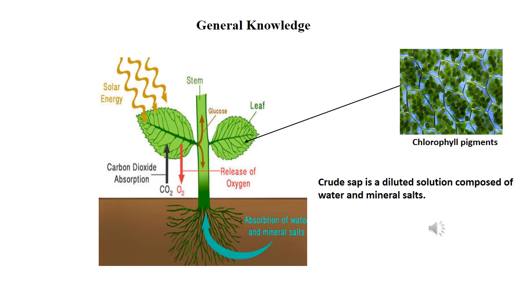Another important idea to be noted here is that when water and mineral salts are absorbed, the crude sap is formed inside the plant. This solution is then transported in an ascending manner to reach the leaves. Without this transportation, photosynthesis cannot occur.